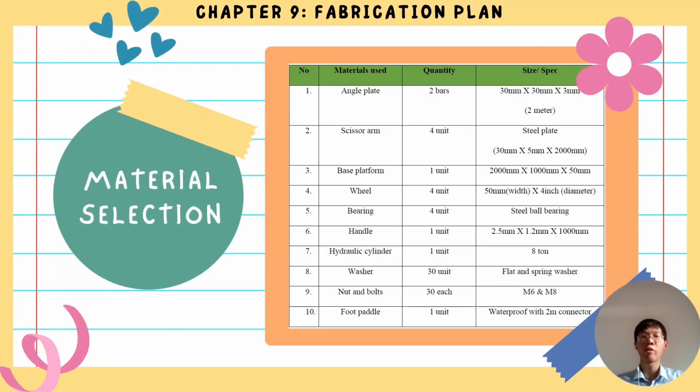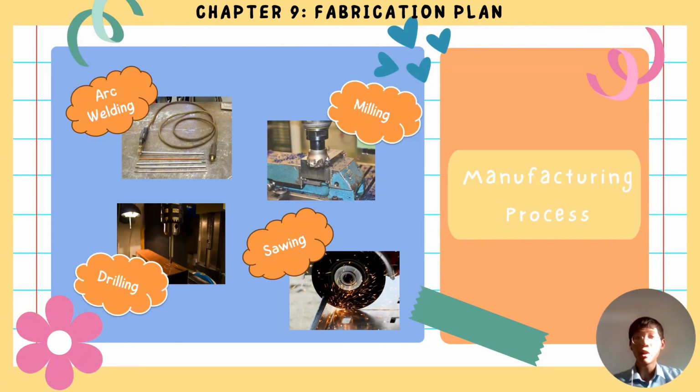And now I will show you the fabrication plan. This is the material selection we use to fabricate our product, and there are a total of around 10 materials used for our product. For the manufacturing process, there will be 4 processes taken to manufacture our product, which are arc welding, milling, drilling, and sawing.